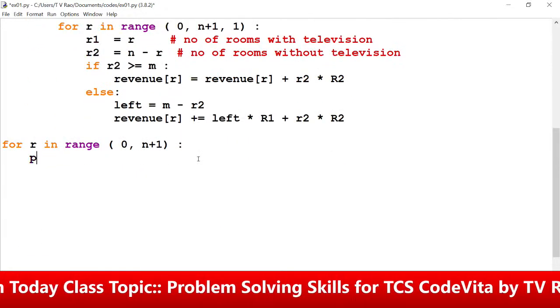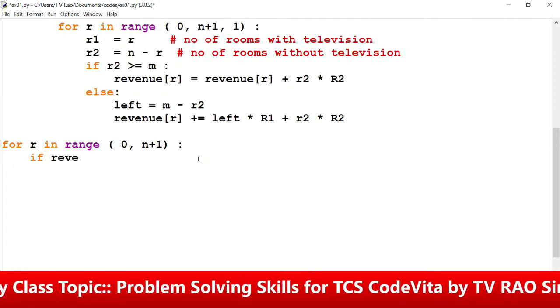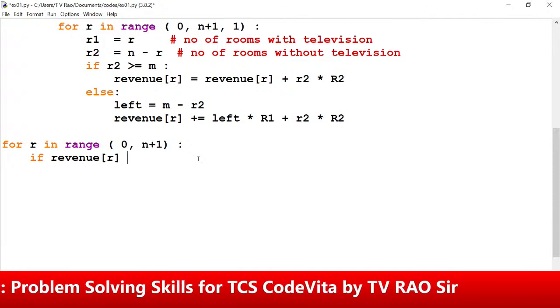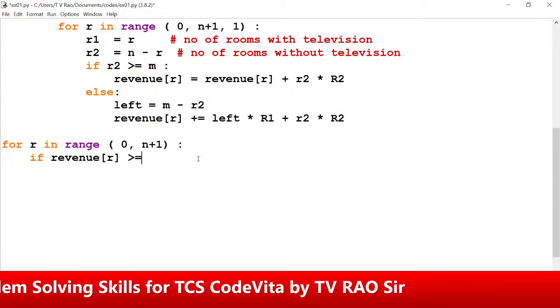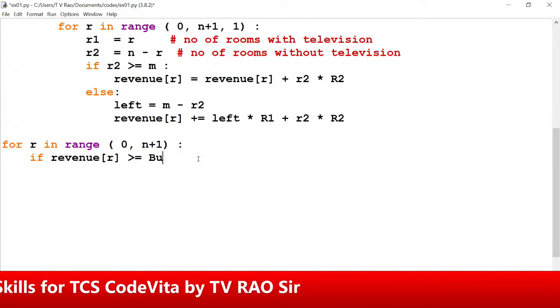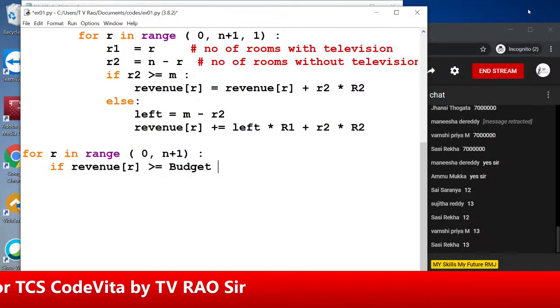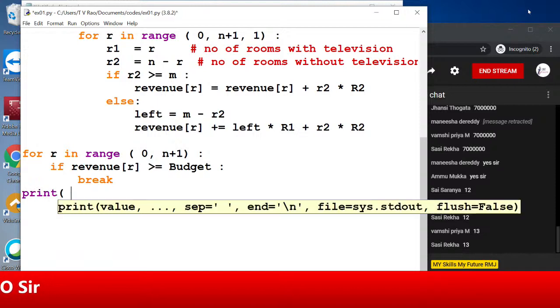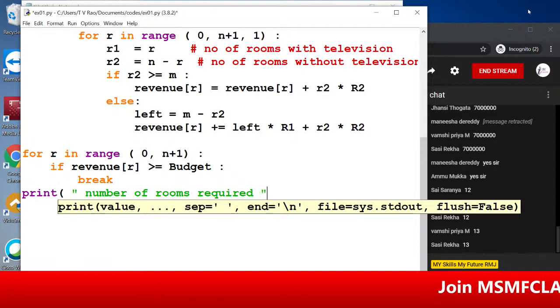Say, if revenue for R rooms is greater than or equal to budget, then break, and print number of rooms required. Okay.